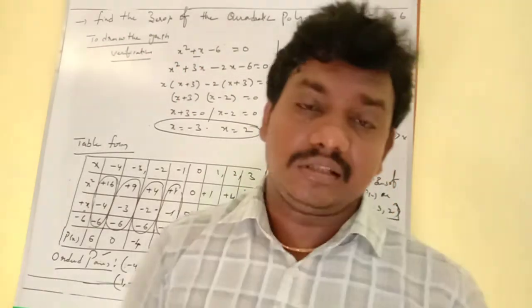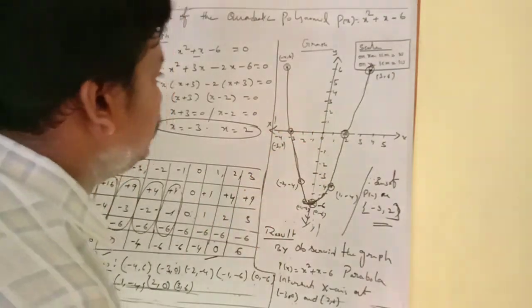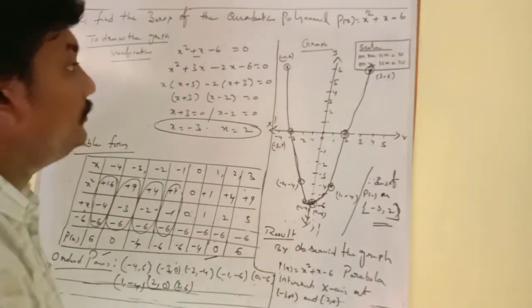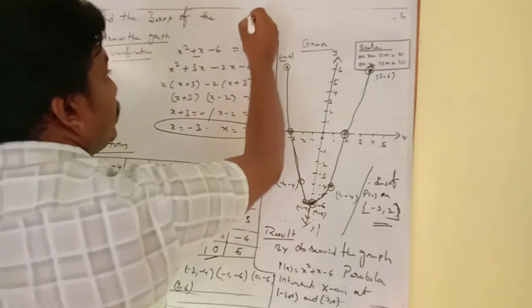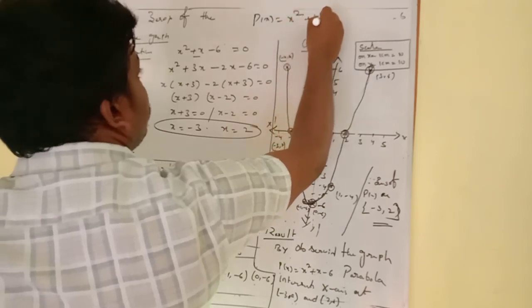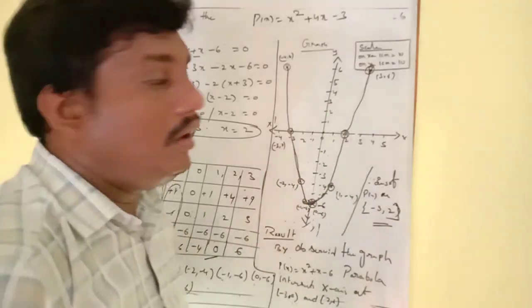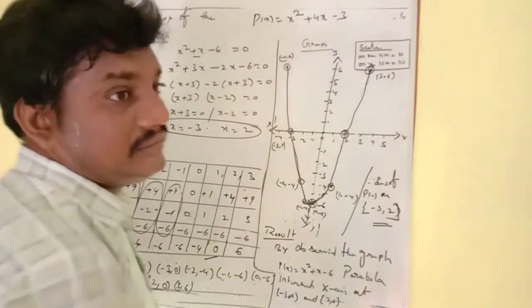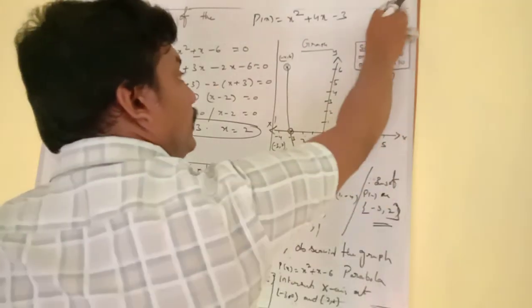Students, I hope you understand. So you have to practice questions like this. Practice like this question: P of x equals x square plus 4x minus 3, or you can take x square minus 4x plus 3. Like that we have to practice these questions, so you may get a good result.